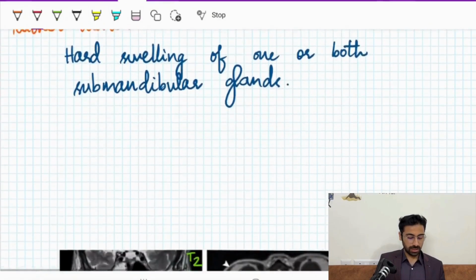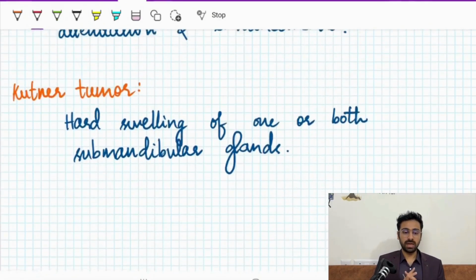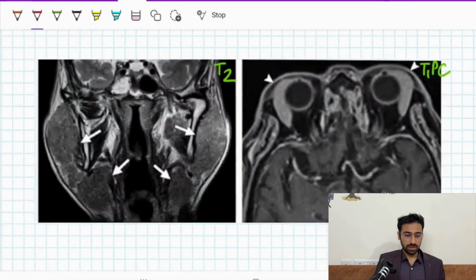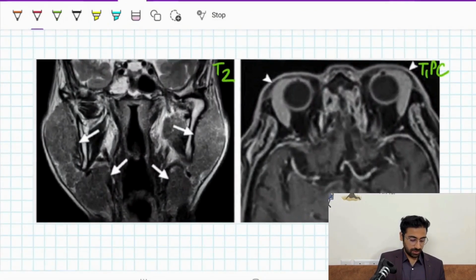Coming next to the Kuttner tumor, this presents as a hard swelling involving either one or both of the submandibular gland. Let us see some images. You can see here in this image, this is a T2 weighted image. There is enlargement of bilateral parotid. There is enlargement of bilateral submandibular. There is enlargement with homogeneous contrast enhancement of bilateral lacrimal gland. So this was a classic case of Mikulicz disease.